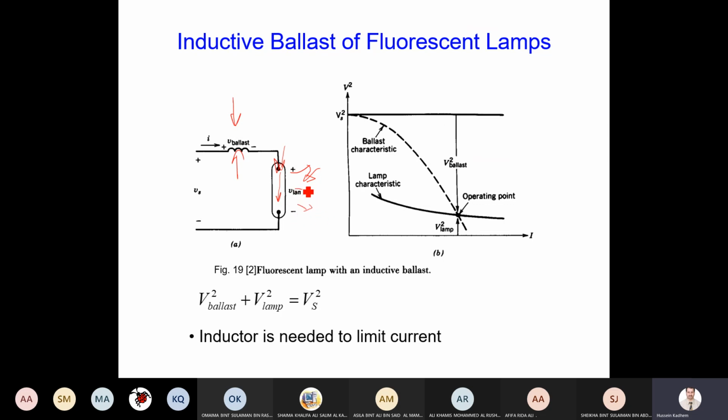Now, this is considered a nonlinear load because it's not similar to Ohm's law, a direct straight line equation. No, it is V squared of the ballast or choke plus V squared of the lamp equals V source squared. Now, how can we control the light? How can we control the light? Power electronic converters are the best to control light. Give me an example, I will tell you.